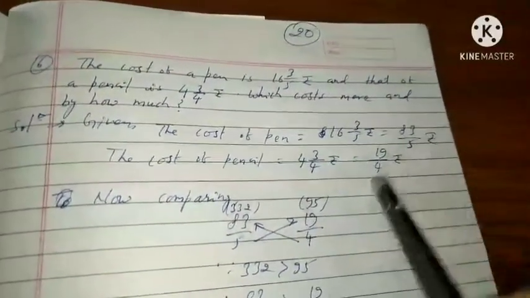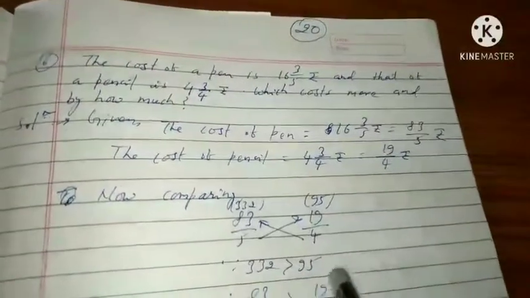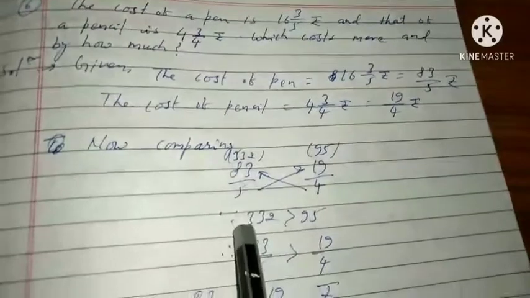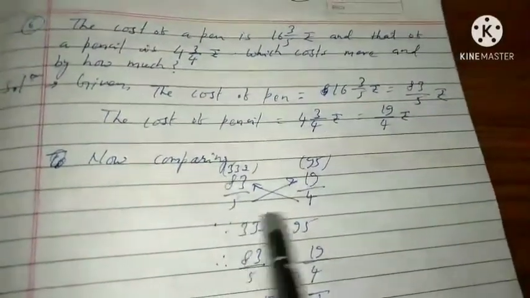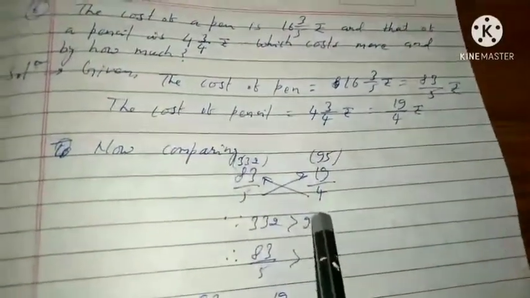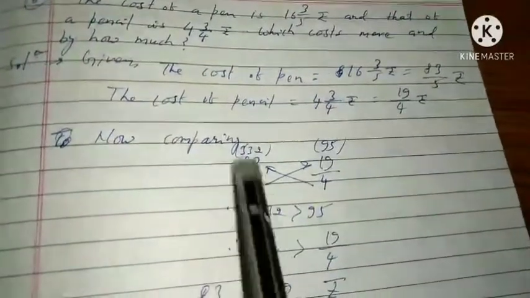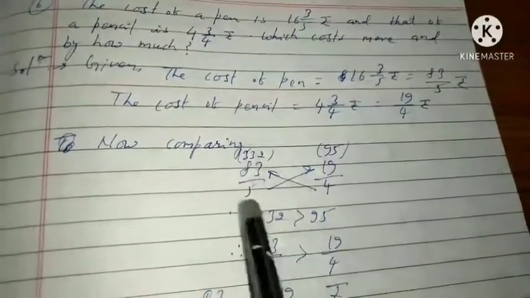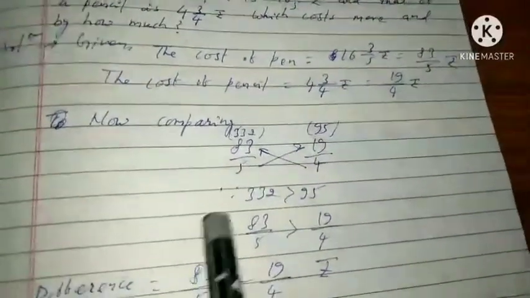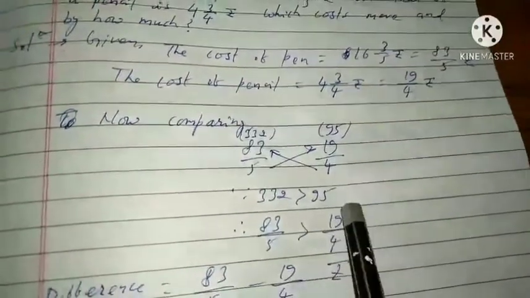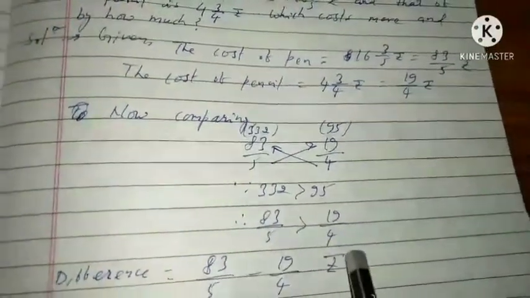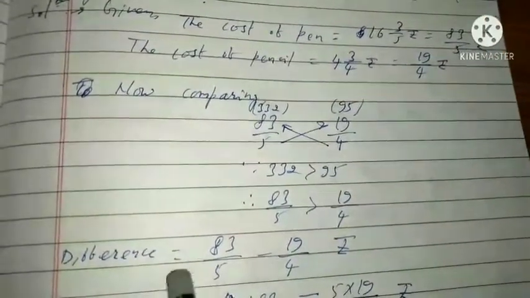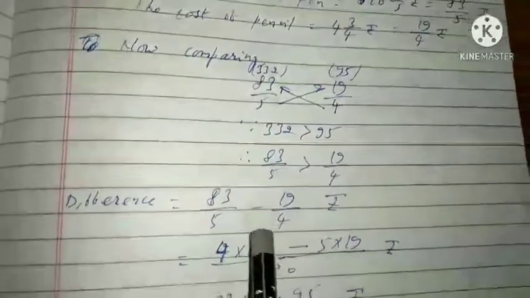Now we'll compare these two, 83 by 5 and 19 by 4. That can be done by multiplying the numerator of one fraction with the denominator of the other, and the denominator of the second fraction with the numerator of the first one. As you can see, the multiplication of these two results in 332 and the multiplication of these two results in 95. We can easily say that 332 is greater than 95, therefore 83 by 5 is greater than 19 by 4, right?